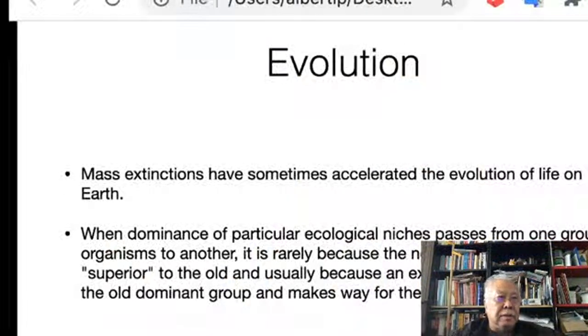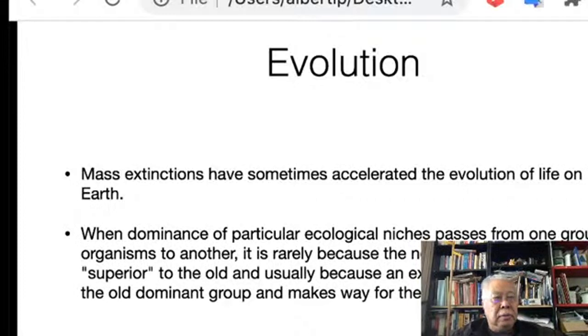Mass extinctions have sometimes accelerated the evolution of life on Earth. Basically, evolution is driven by competition. So there is an ecological niche. If that ecological niche is occupied by a certain animal, for example, then other animals find it very difficult to get into it, and therefore other types of animal development are suppressed.